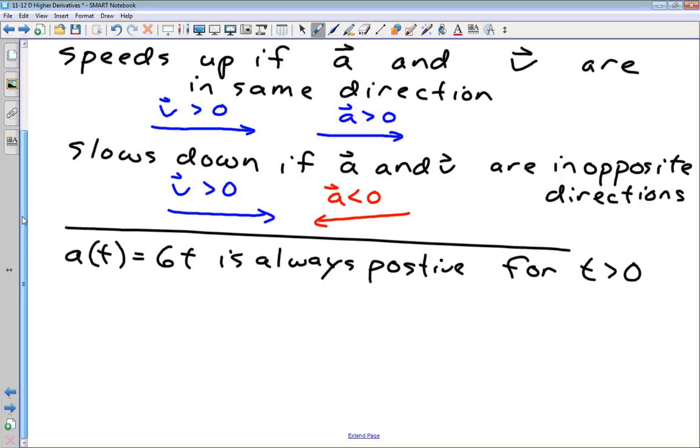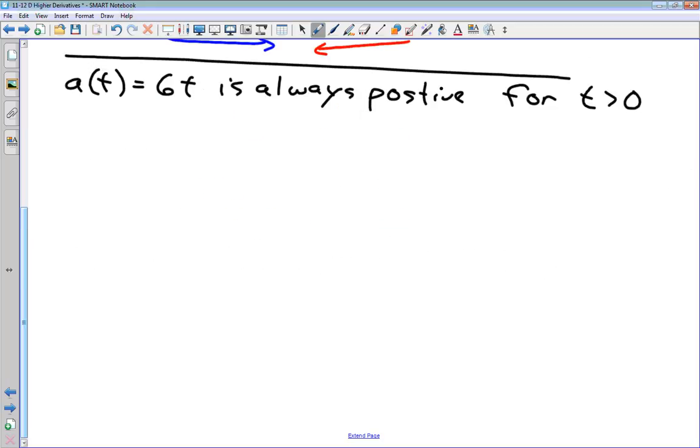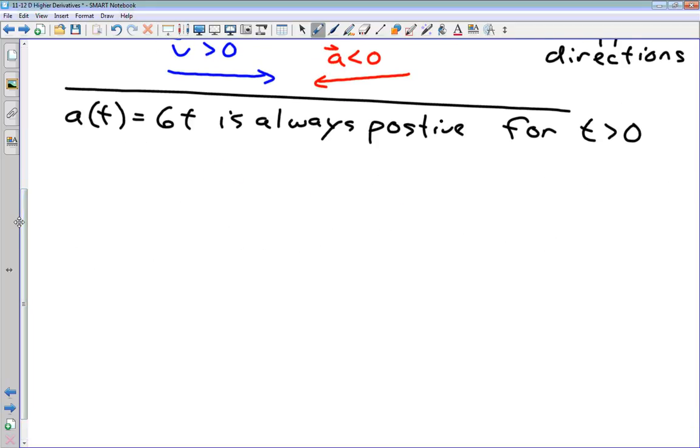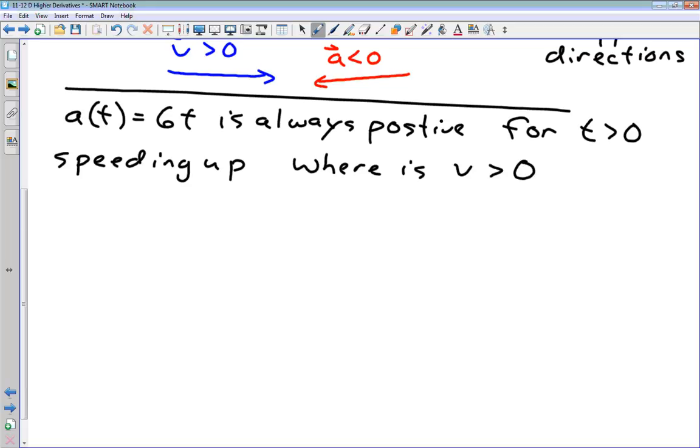So if we want to figure out where this thing is speeding up or slowing down, we have to figure out what the sign of the velocity is for different values of t. So let's say we're interested in where this thing is speeding up. We're asking ourselves the question, where is velocity greater than 0? Or where is v as a function of t greater than 0? So how do we figure out where v at t is greater than 0?